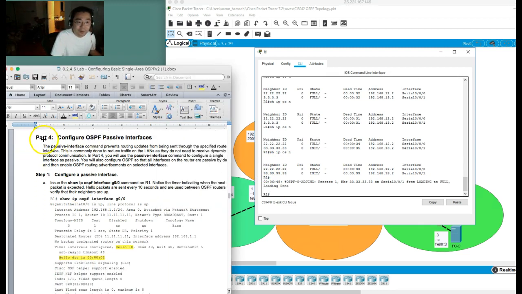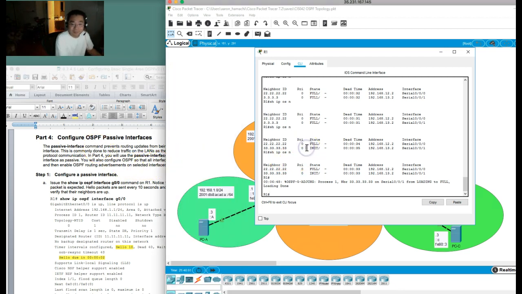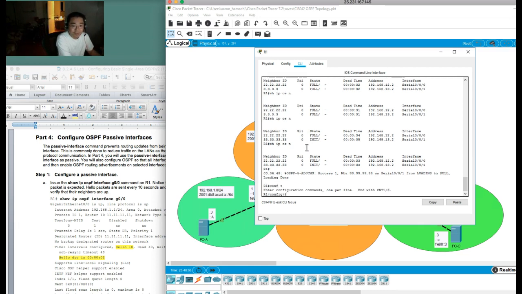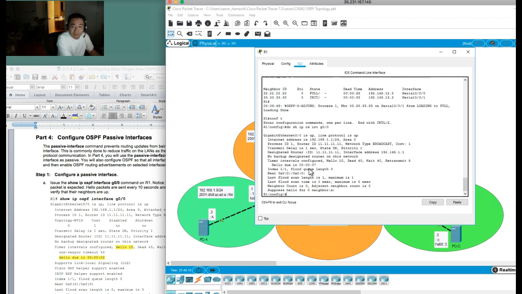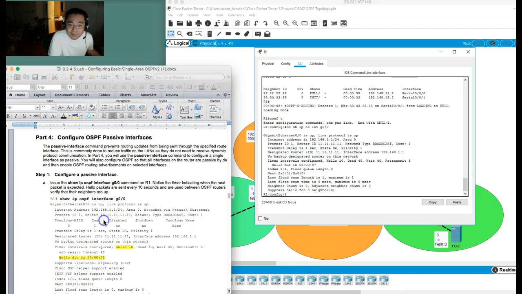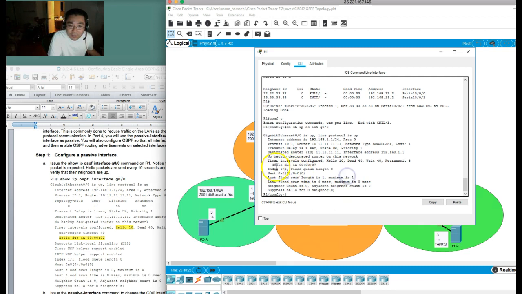Okay. Part 4, configure OSPF passive interfaces. So you don't want to have OSPF traffic out your LAN interfaces. Right? Same thing with RIP, just like how we talked about. So what we're going to do is do show IP OSPF interfaces gig 0/0, and we're showing that we're passing hellos out.